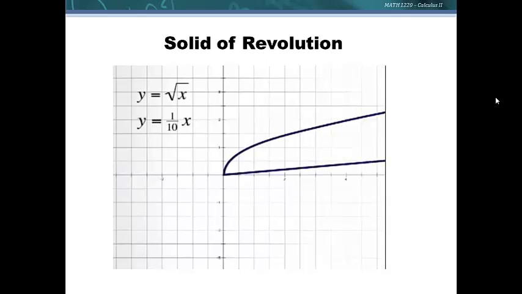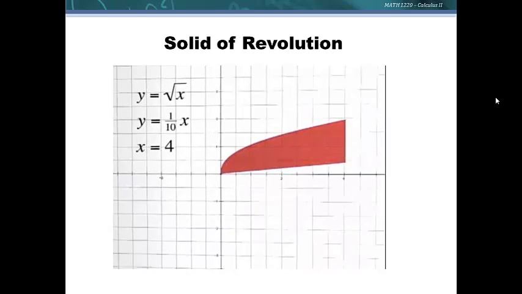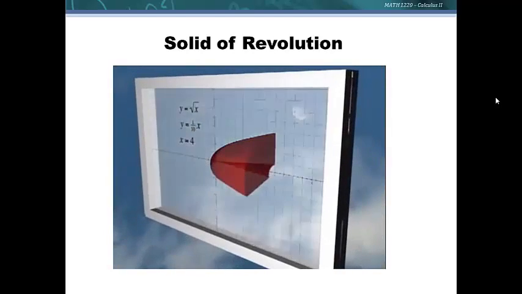And we are also going to look at the vertical line x equals 4, and we're interested in the region that is enclosed by these curves. We're going to take this region and rotate it around the x-axis to form a solid of revolution. You can see what the solid is.